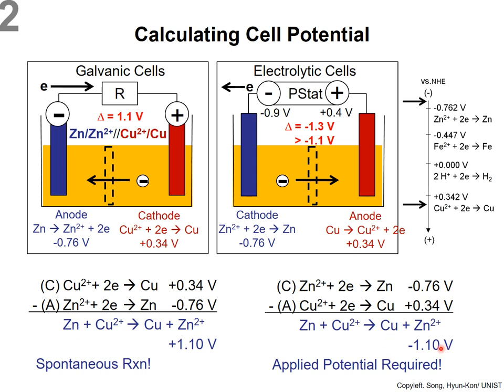And the cell potential required for making the electrolysis is minus 1.10 volt. This is the minimum value. Usually you should apply a more negative potential into the system. So minus 1.10 volt is the applied potential required. So check the sign for both cases. The galvanic cells have the positive cell potential. However, electrolytic cells have the negative cell potential. That is the big difference between galvanic and electrolytic cells. However, actually, the signs are not a very important thing.